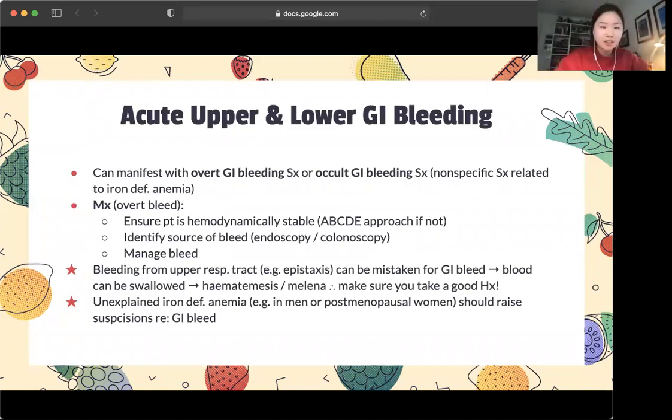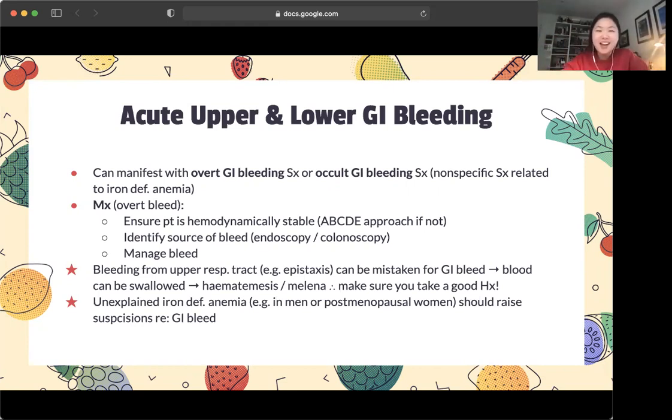So, acute upper and lower GI bleeds. Basically, they can manifest as either an overt GI bleed or an occult GI bleed. An occult GI bleed is where they present with non-specific symptoms related to iron deficiency anemia, because they are bleeding. For management of an overt bleed, you want to make sure that the patient is hemodynamically stable. If they're not, use the ABCDE approach. You don't actually need to know this at a second year level, I don't think, but it's good for your information. You want to find out where the bleed is, because you want to go in and stop the bleed.